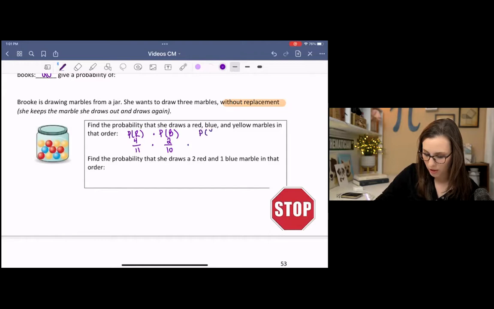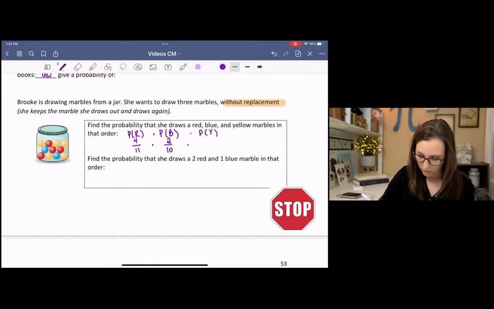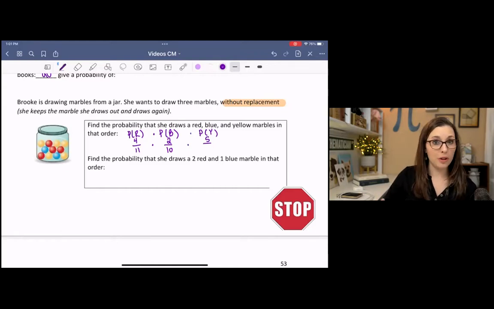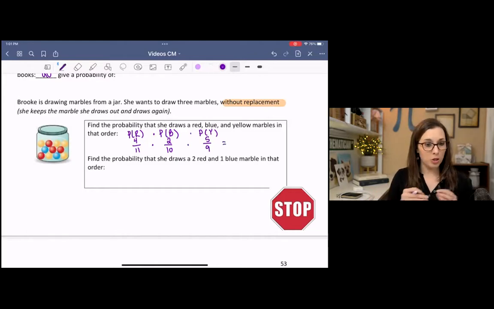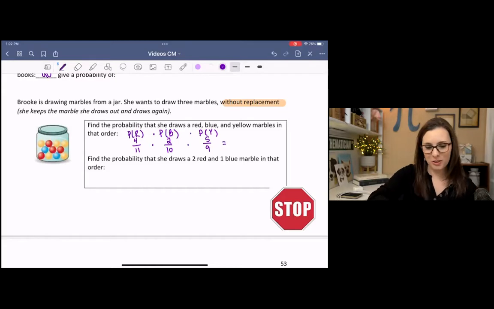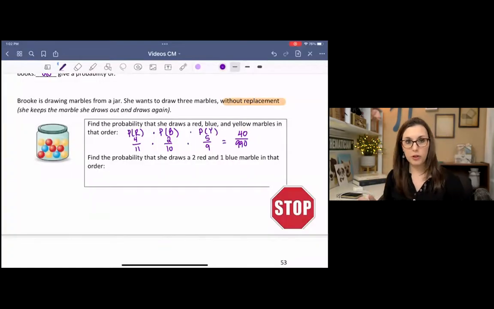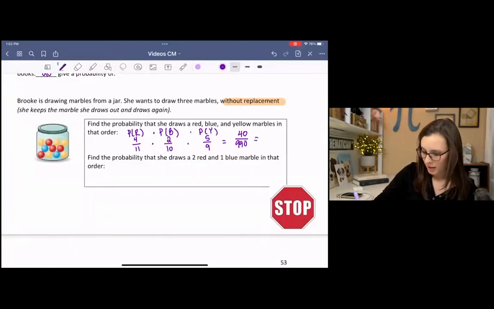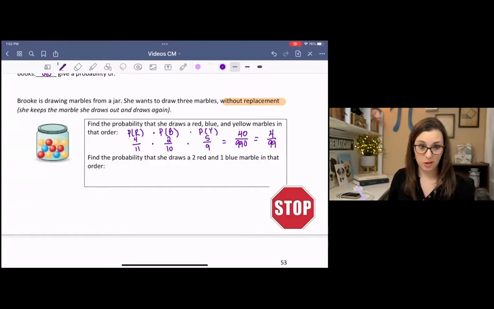Probability of drawing a yellow marble, there's 1, 2, 3, 4, 5 yellow marbles. And again, there's 1 less marble because now she's pulled out 2, so we get 9. And means multiply, so now we're just going to multiply straight across for our answer and then reduce. You should get 40 over 990, and then that's going to reduce to 4 over 99. So that's a really low chance.